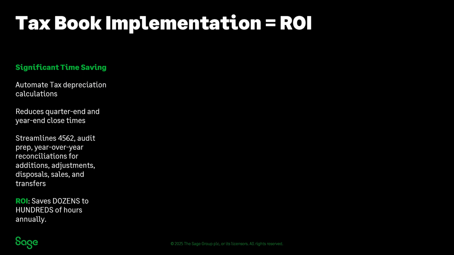So not only does it automate the depreciation calculations, get you out of spreadsheets, and get all the errors out of the way because you're in a system, not a spreadsheet, but it also significantly reduces quarter end and year end close times from a tax perspective. If you just think about what your process looks like right now for tax depreciation, if you're not using it in Sage Fixed Assets, right?